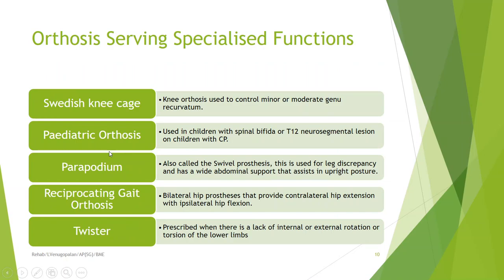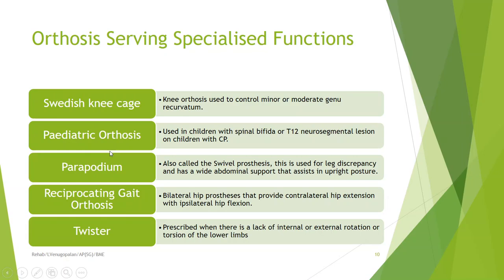So you have orthosis serving specialized functions such as the Swedish knee cage. So knee orthosis used to control minor moderate genu recurvatum. So genu recurvatum is a disorder of the knee where the knee hyperextends. So for example, if you are sitting with your legs stretched, right, your calf muscles and your hamstrings touch the ground, whereas your knee is not touching the ground. Like try doing this, stretch your feet wide and try sitting on the floor. Your knee actually would not touch the floor, right? That is an anatomically correct position.